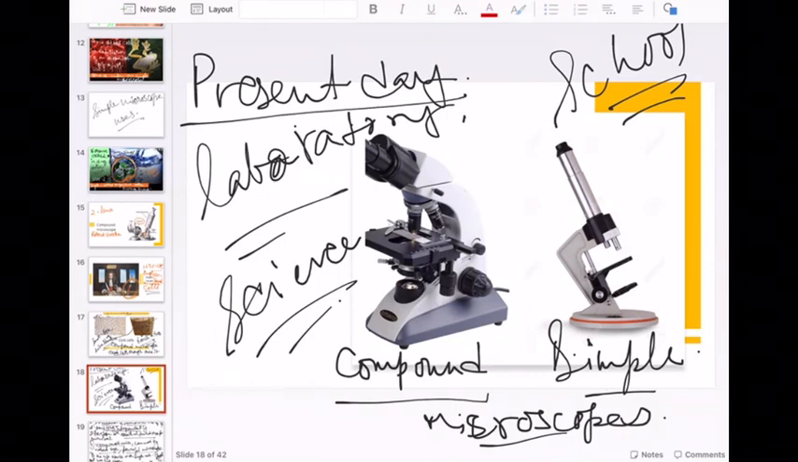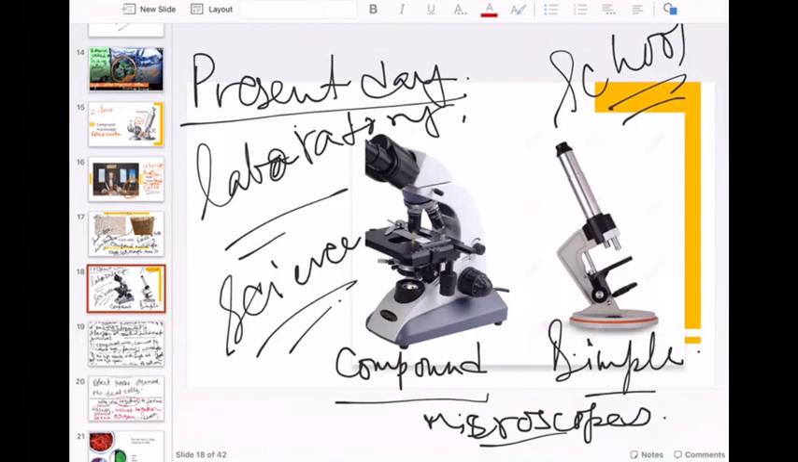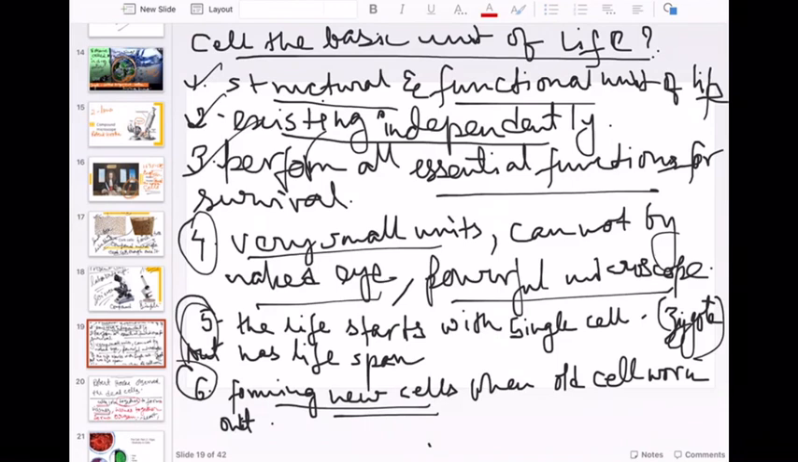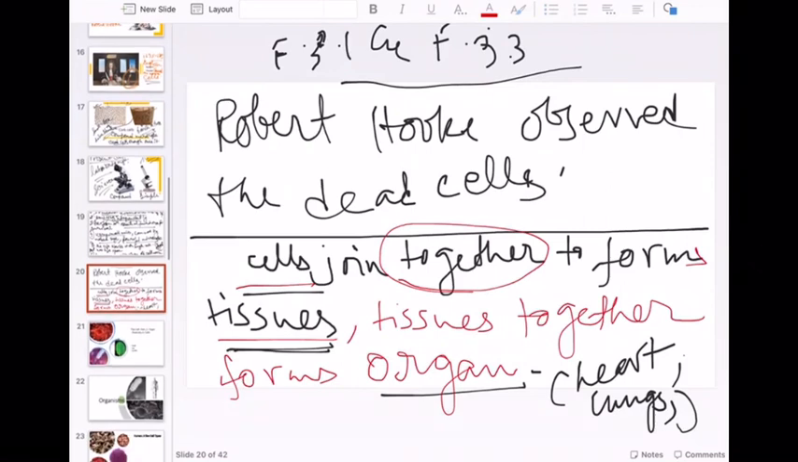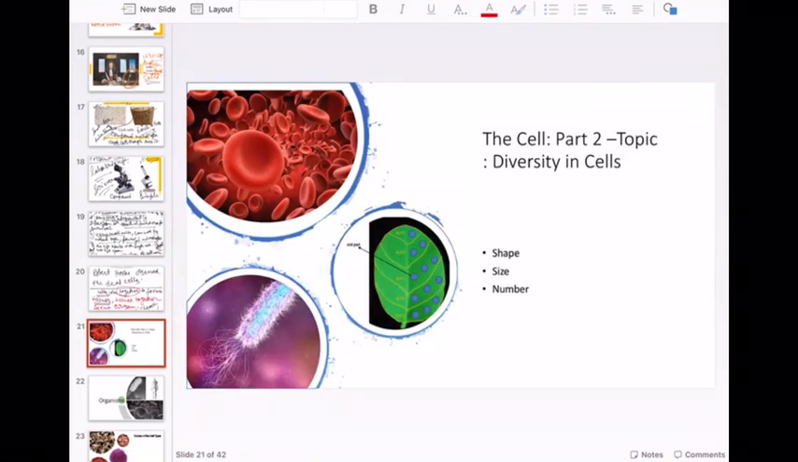And then I showed you the present day's simple microscope and compound microscope, and asked you to submit the picture of an electron microscope with a few questions which were there in your book. And then we came across the various reasons why the cell is the basic unit of life. And then we came to know that the cells together form tissues and tissues form organs. So next we move on to today's topic, diversity in cell.